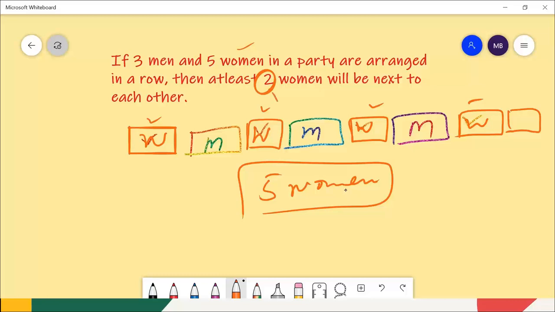It answers the at least question. We don't know at most or any other occurrence. So it answers that at least two women will be next to one another.